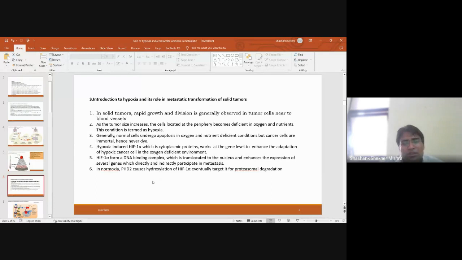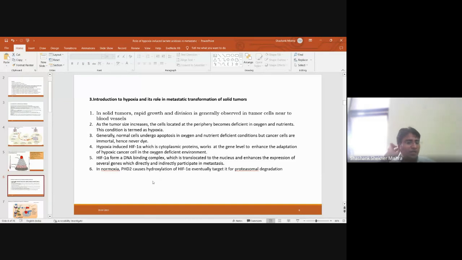Thank you. So this HIF1 alpha works at the gene level in the hypoxic cancer cell to enhance their survival in the oxygen deficient environment. What does this HIF1 alpha do? HIF1 alpha forms a complex with another subunit, HIF1 beta, and this translocates to the nucleus and works at the gene level, activating various genes. These genes then directly and indirectly participate in the metastatic transformation of the cancer cells.